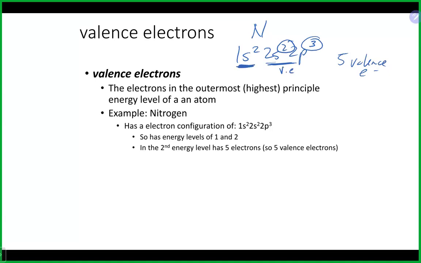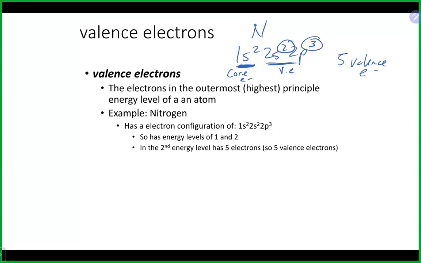Now, also, these electrons that are not highest in energy, or not valence electrons, are sometimes referred to as core electrons. Core electrons are the electrons that are lower in energy. They're closer to the nucleus, and they're held tighter because of that, and they're not involved in bonding. So the significance of valence electrons is that they are the electrons that are involved in bonding.